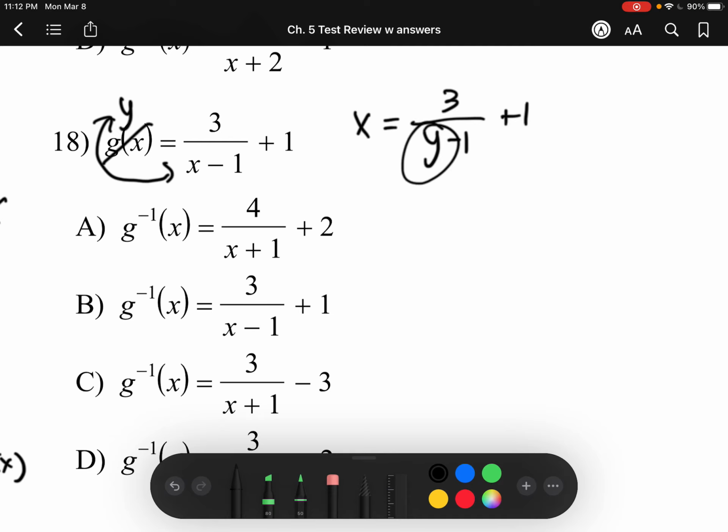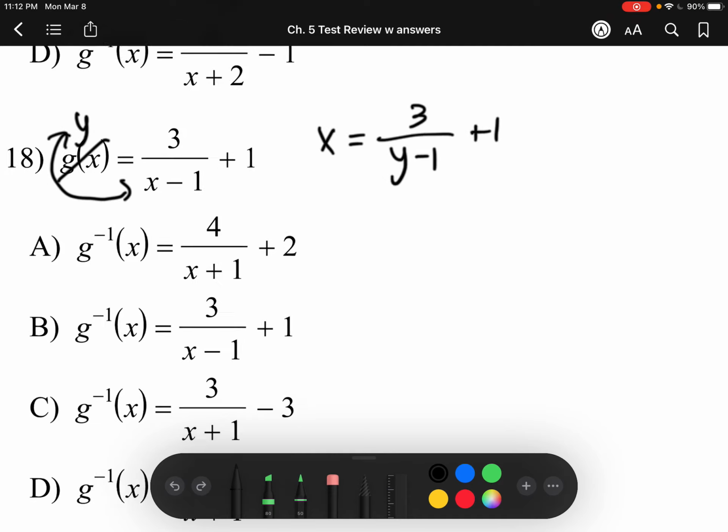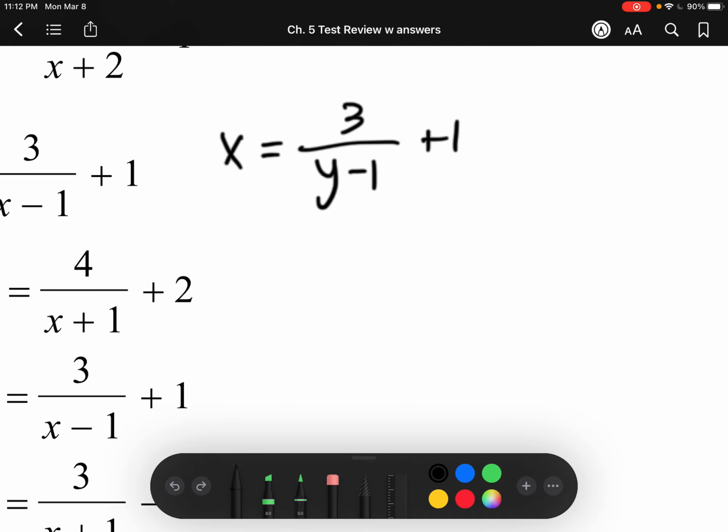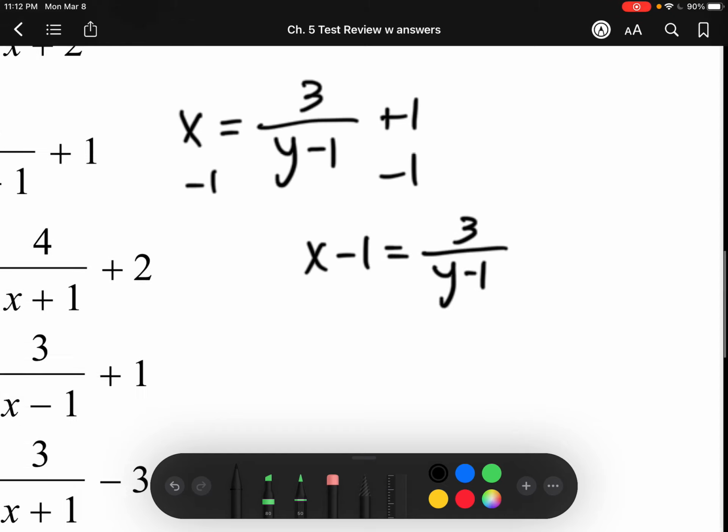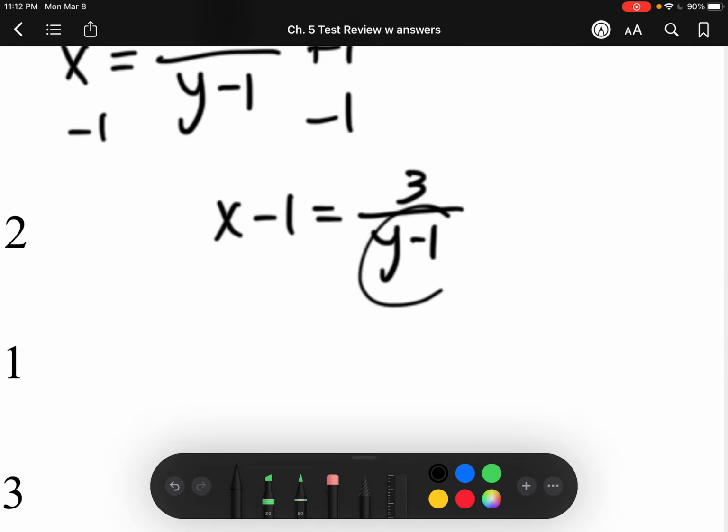Now we need to solve for y, so we have to get rid of everything that's on the same side as y. So first we're going to start off by getting rid of this plus 1 by subtracting 1 from both sides. So I get x minus 1 is equal to, let me give myself a little more space, x minus 1 is equal to 3 over y minus 1. So now again we have the problem where we have a fraction. We don't want any fractions, we want all whole numbers or terms. So we have to get rid of this denominator, right?